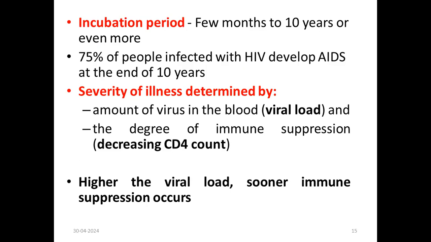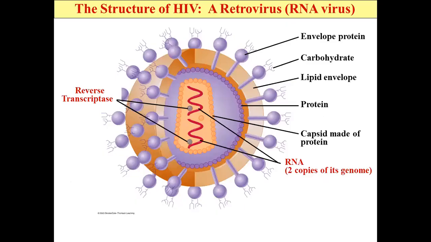The secretions which do not have the HIV are tears, saliva, sweat, and urine of the infected person. Incubation period is very long and a very slow process. 75% of the people infected with HIV will develop AIDS, and usually it takes nearly 8 to 10 years to develop that. The severity of the illness depends on the viral load and the CD4 count decrease. If the viral load is higher, naturally the CD4 count will decrease rapidly. The higher the viral load, the sooner the immune suppression.